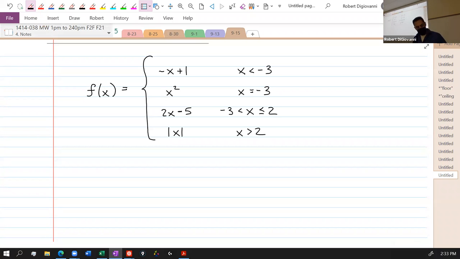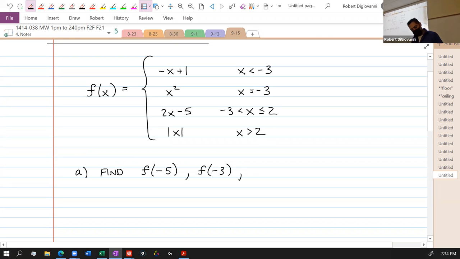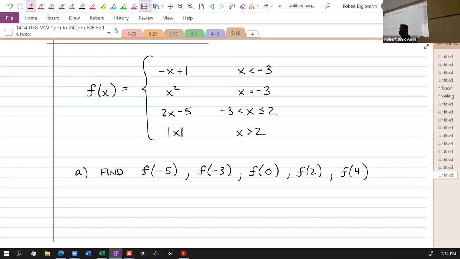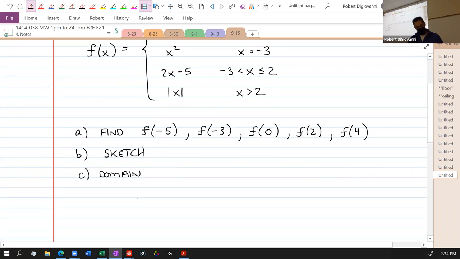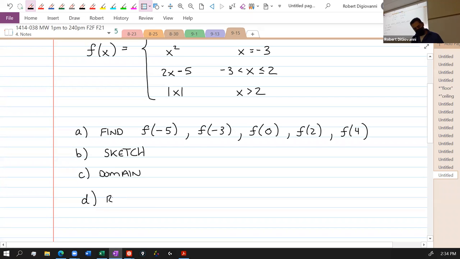So here's what I'd like to know. Part A, find f of negative 5. Then I want you to find f of negative 3, f of 0, f of 2, f of 4. That's just making sure you understand how to plug values into this function, which piece you use depending on where the x lies. And then part B, I want to know, well, just go ahead and sketch it, okay? Sketch it, we'll make that part B. Part C, give me the domain. Part D, give me the range. Part E, give me any intercepts.